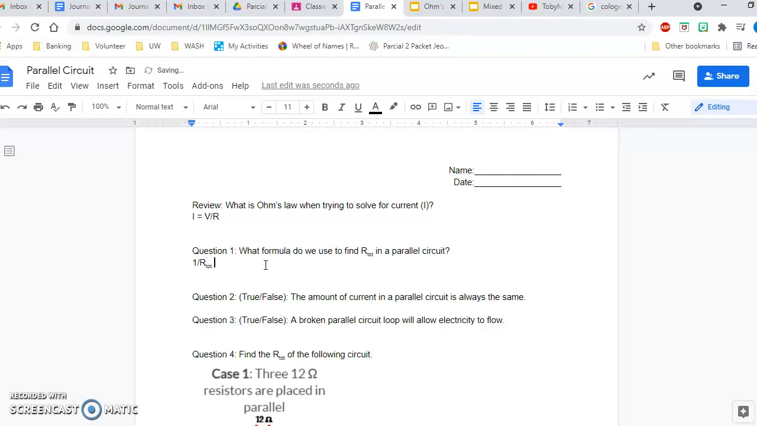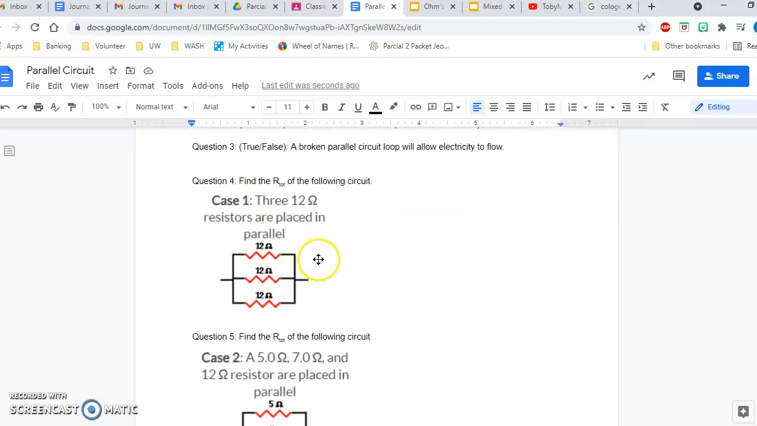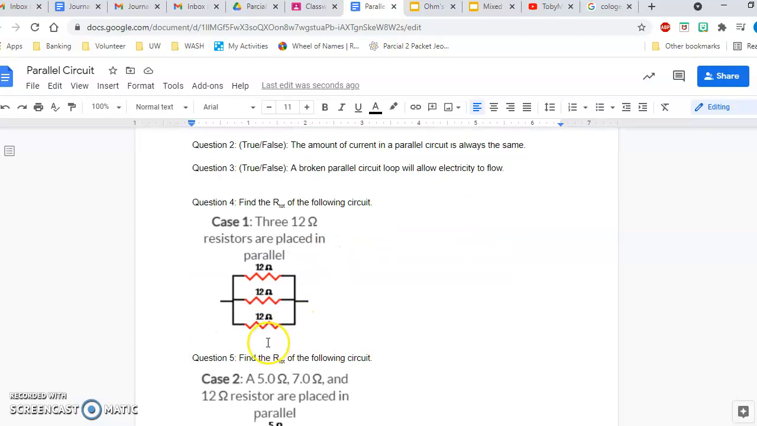For parallel, we say that 1 divided by, or 1 over, like a fraction, of our R total is equal to 1 divided by R1 plus 1 divided by R2. And we can keep going for as many resistors as we do have in parallel. So let's see how this works in action. It says find the R total of the following circuit. So we're just practicing using R total right now.